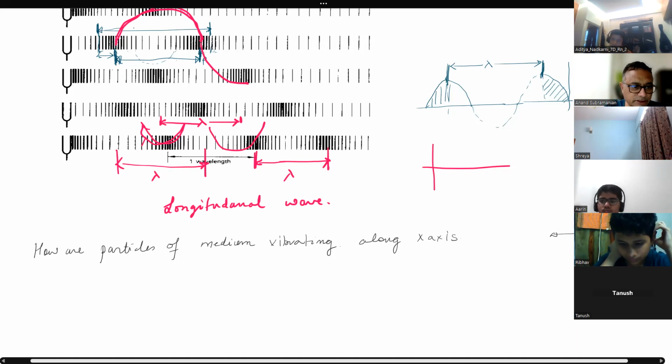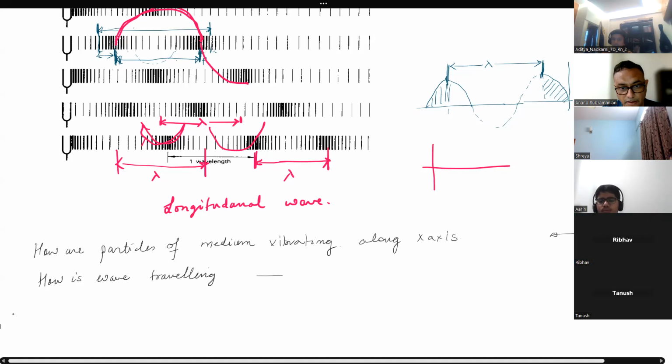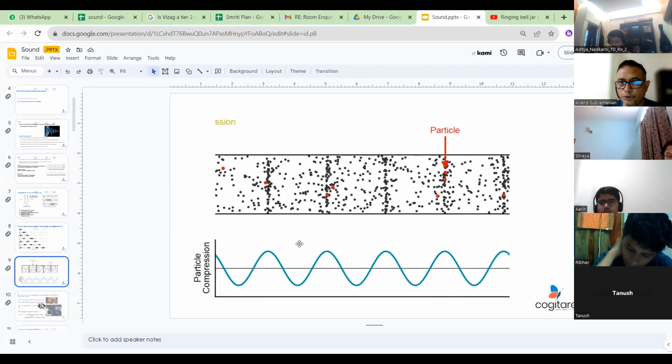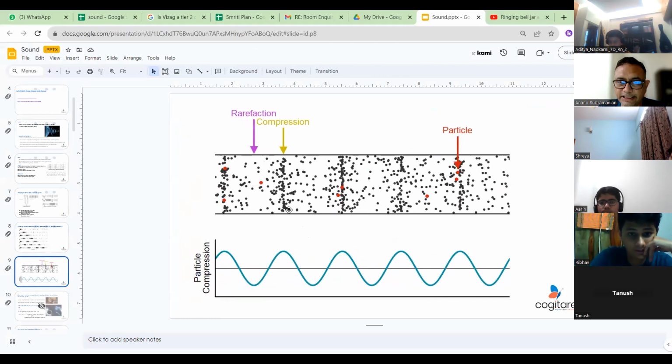Okay. Then the second question is, how is the wave traveling? Up and down? No. Sir, again left to right. Yes, sir. Left to right. That also is from left to right. No. So, Ribu, a little confusion for you. Okay. So I will sort it out for you. So you look at this. Are you seeing that animation once again?